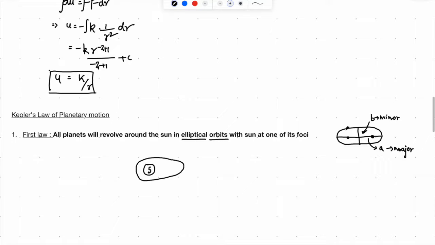So if we are talking about a planet somewhere here, any of the planets, the sun will be at one of these foci, either here or here. So that's how the statement goes: all planets revolve around the sun in elliptical orbits with the sun at one of its foci. So this will be revolving around this. I can say the planet is here. That means if the planet is following an elliptical path, the sun will be at one of the foci. It has two foci and the sun will be here. So we have got this result.